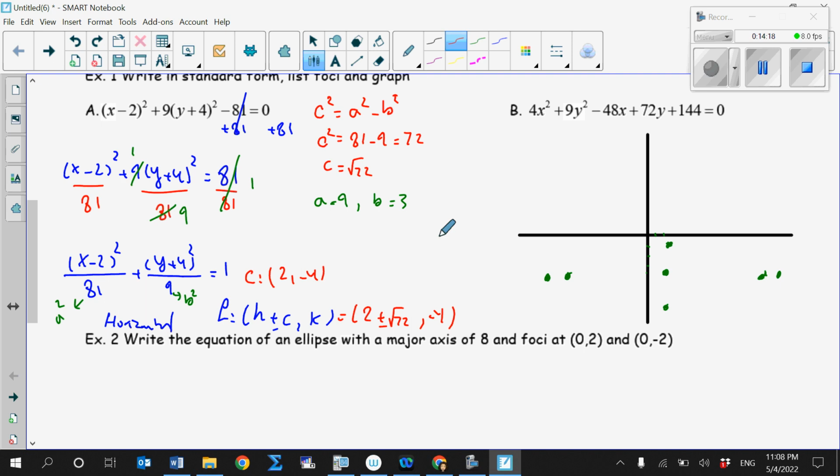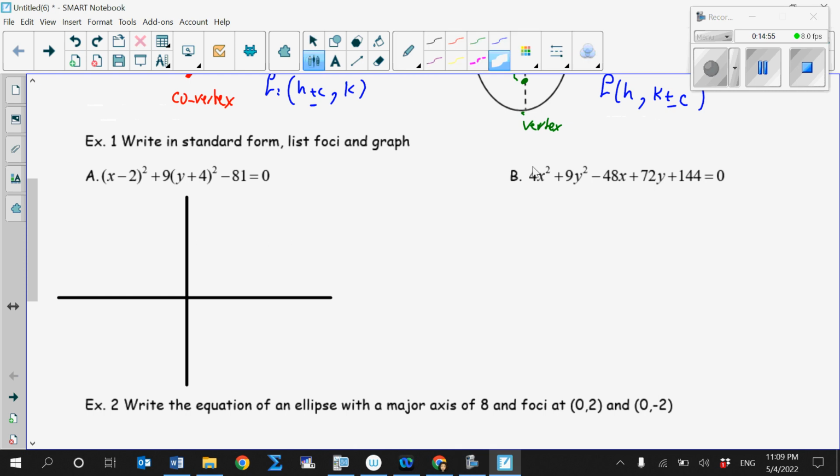Now I can start graphing my ellipse. So it's going to be something like this, passing through the vertex and co-vertex points. Now the focus points are these two in the middle. And I can also graph my major and the minor axis. Of course, you know that my graph is not really accurate, but it's going to be something like this. Okay.